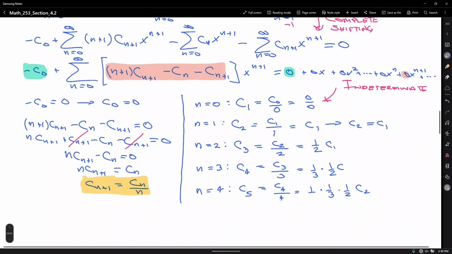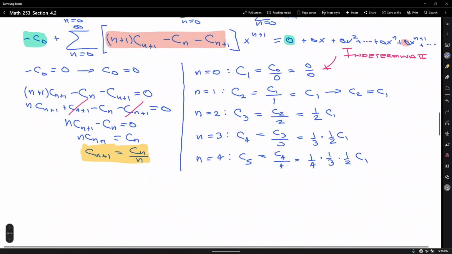Wait, no, this is actually c sub 1, right? Not c sub 2, c sub 1. All right? And guys, I believe you should be able to see a pattern, right? Did you see the factorials in the denominator, but with a little twist? Hold on, not yet. Let me do one more.